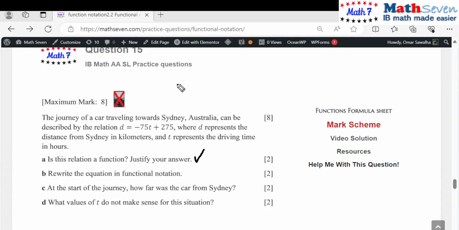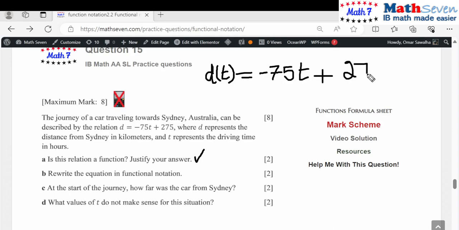Rewrite this in functional notation. Well, you just write d of t. That's how you write it in functional notation: d(t) = -75t + 275. Please listen to me carefully, students, and memorize what's been explained here, and watch the videos a few times. That's how you do it.